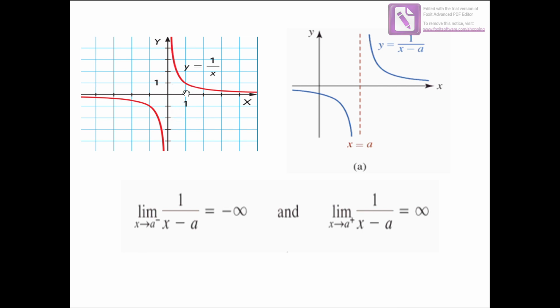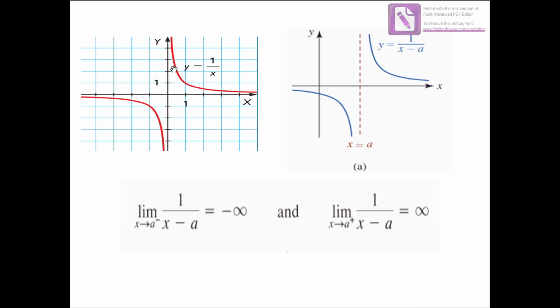We see from this one, if you want to draw a graph of 1 over x minus a, it is the same graph, just shifted to the right by a unit. Here we have 1 over x, this one 1 over x minus a. So it is the same graph, but shifted to the right by a units. Now we have this graph 1 over x minus a.